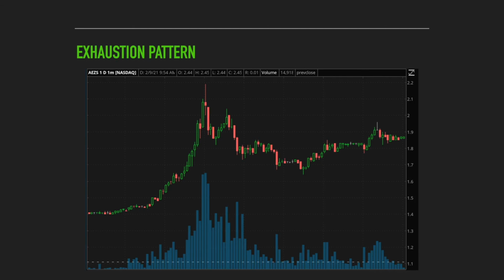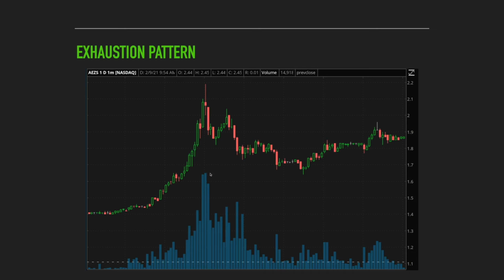So if we take AEZS, for example, another big runner over the past week, you can see this is a pretty good example of volume exhaustion because we have a stock that is pretty slowly trending up throughout the day. It's already up pretty significantly from the previous day close, which was about $1.10, and it's trending at about $1.40 throughout the morning. And you can see that it eventually starts to really pick up and go parabolic.